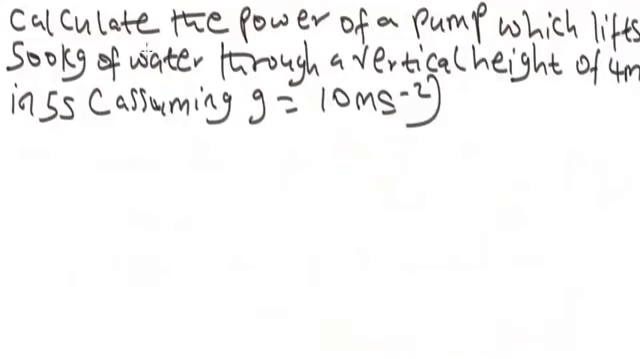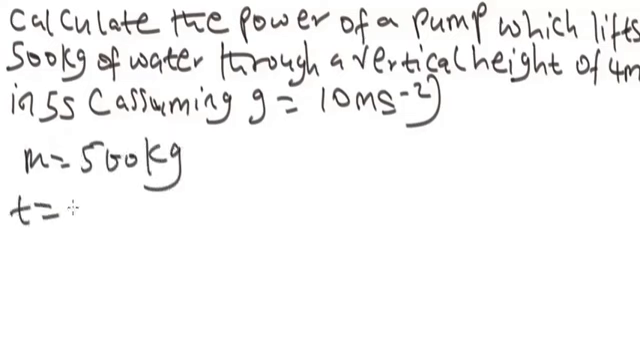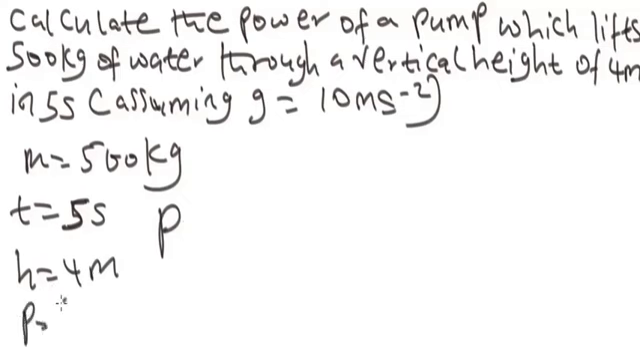Okay, this question says calculate the power of a pump that releases 500 kg of water through a vertical height of 4 meters in 5 seconds. Assume g is 10 meters per second squared. So the parameters here: we have the mass to be 500 kg, the time to be 5 seconds, and the height to be 4 meters, and we are looking for power, which is unknown.